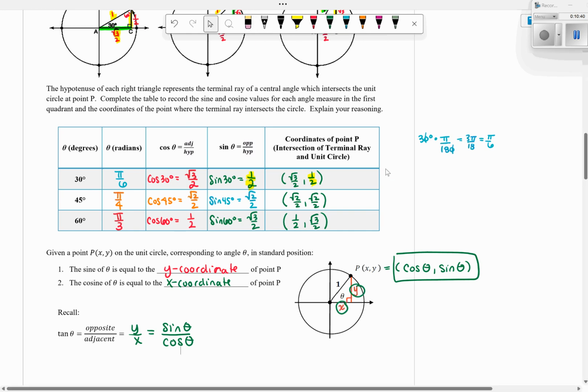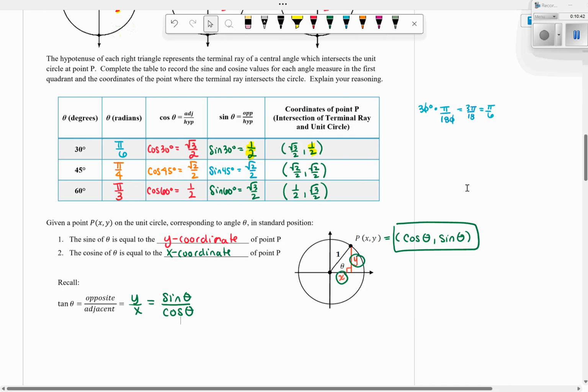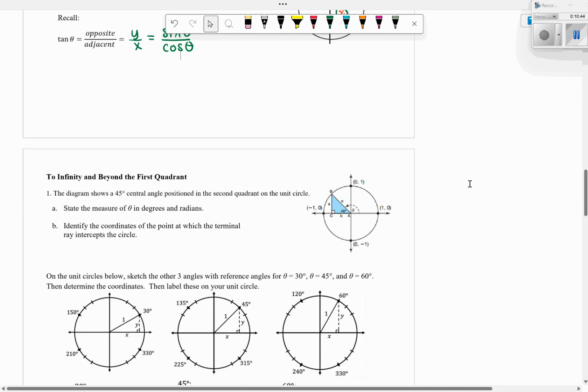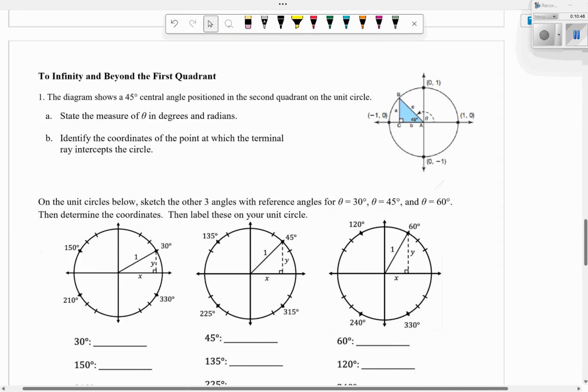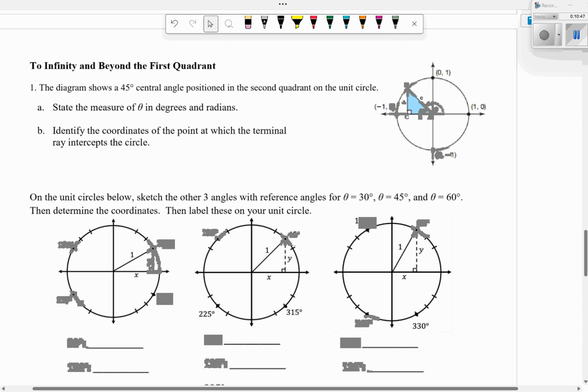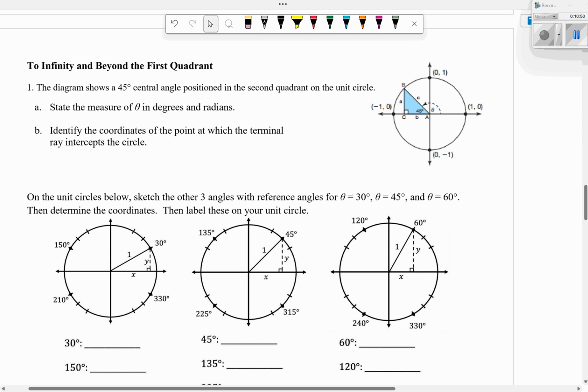And again, that's all using right triangle trig. All right, so let's think about beyond the first quadrant. So to infinity and beyond. The diagram shows a 45-degree central angle positioned in the second quadrant on the unit circle. So the first quadrant would have been over here. So we're just using that reference angle of 45 degrees and flipping it over into the second quadrant.